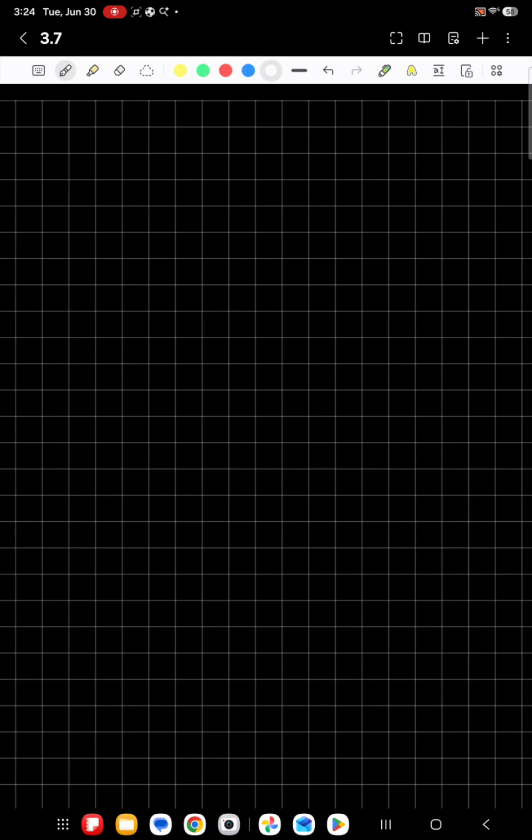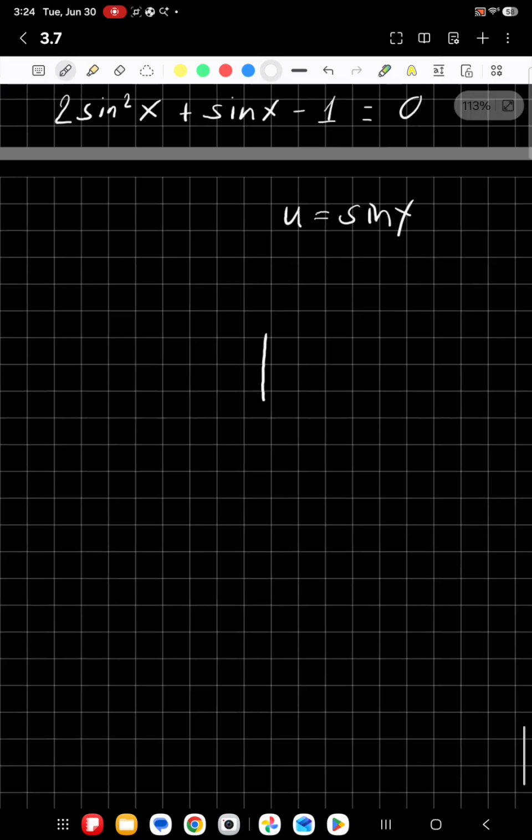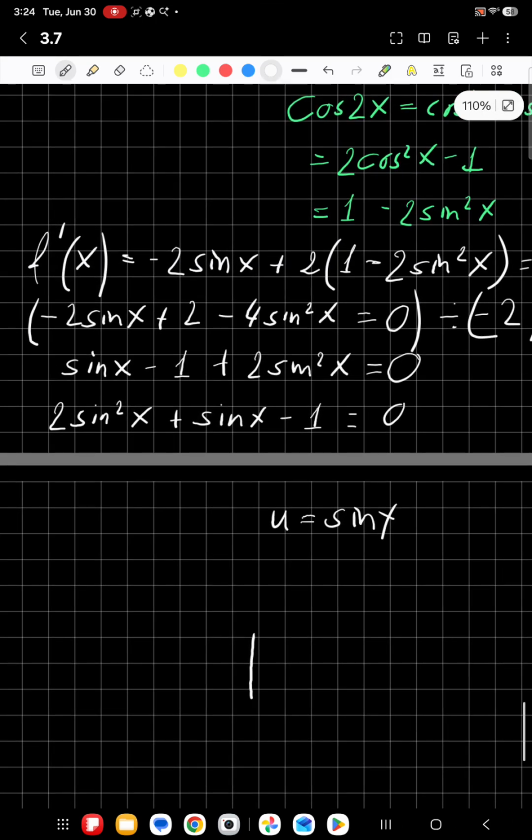Yeah, let's do that. So u equals sine x. I'm just making it into a regular quadratic equation with a new variable u. So I'll have 2u squared plus u minus 1 equals 0. Okay, so we can factor it.